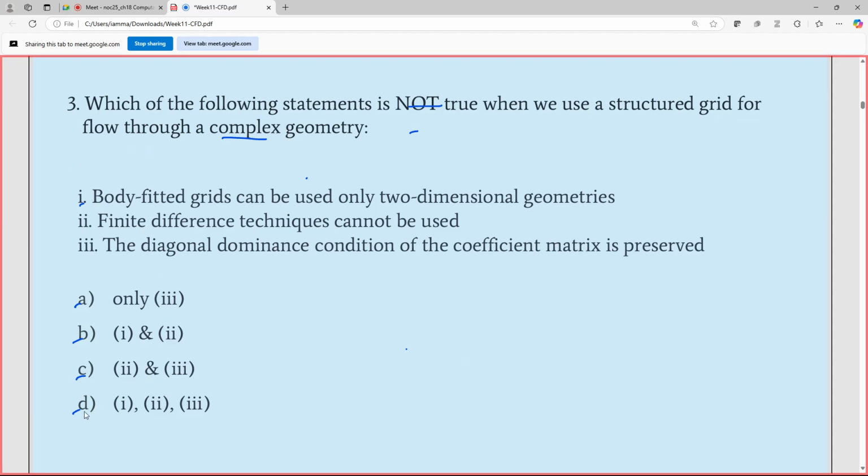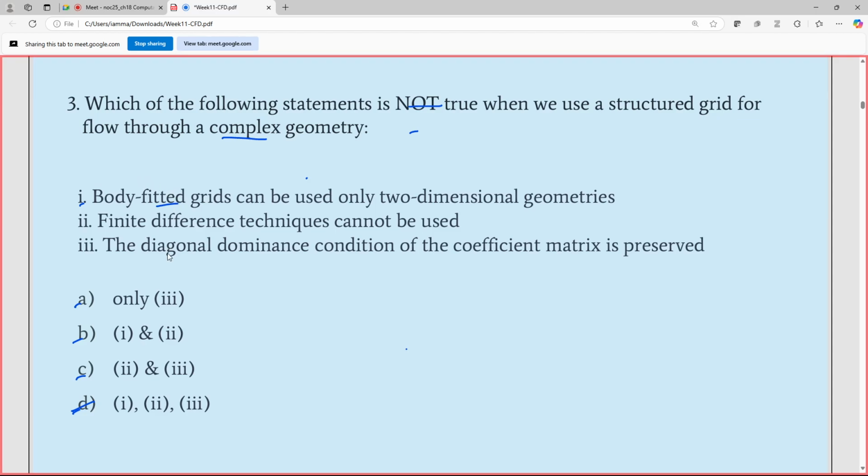Our answer is option D. That is, all the three statements are not true regarding when we use a structured grid for a flow through a complex geometry. Body fitted grids can be used in three-dimensional also, and we can also use finite difference techniques, but mostly we don't use, but cannot and don't is different thing. So second statement is also wrong.